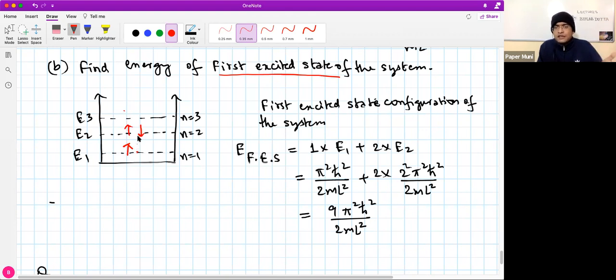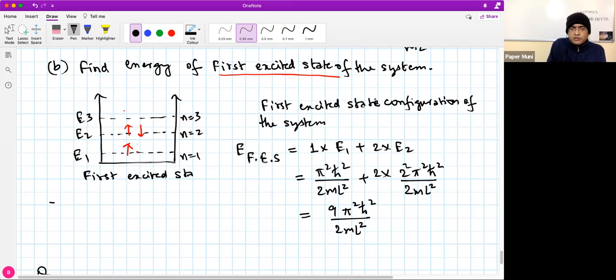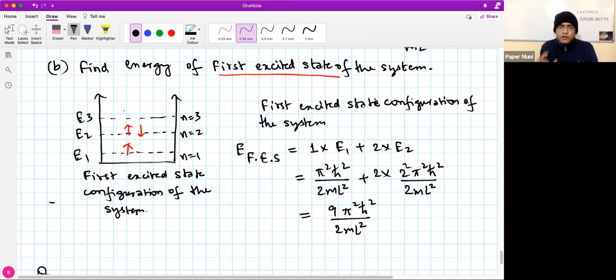Now if we talk about the second excited state, what could it be? I have already written it down here, but let me write it here also. This is the first excited state configuration of the system. Don't treat potential and electrons separately. In this case, we talk about the system.